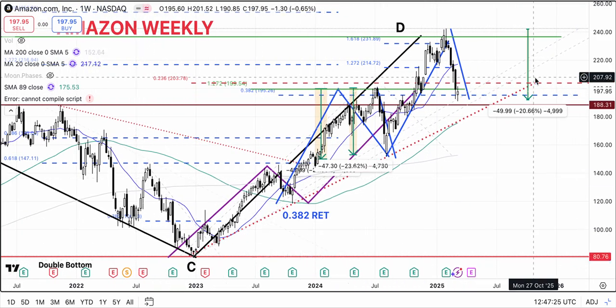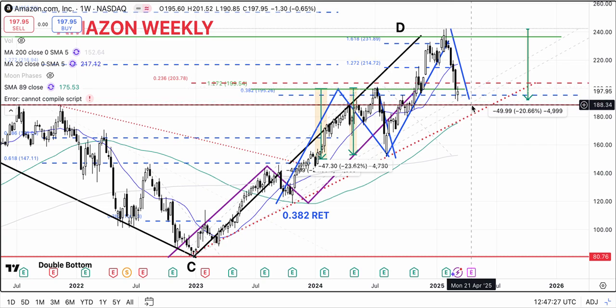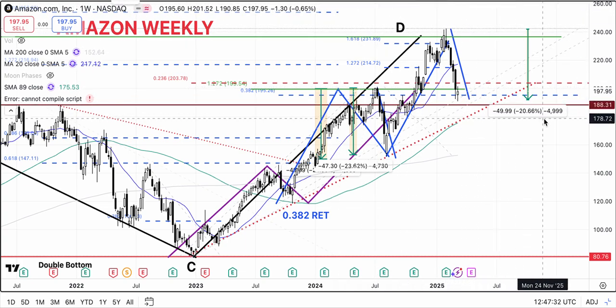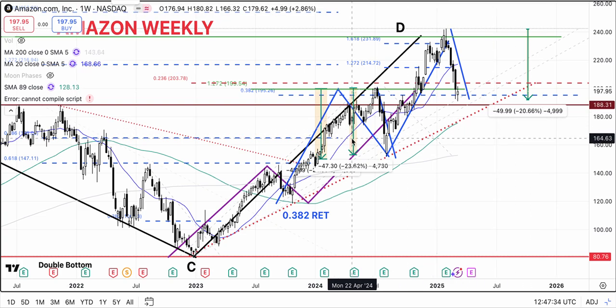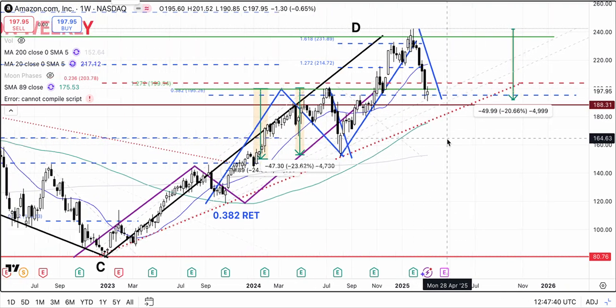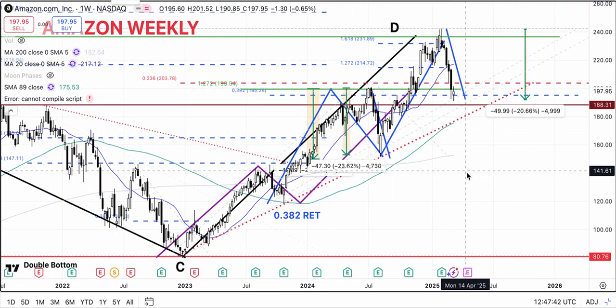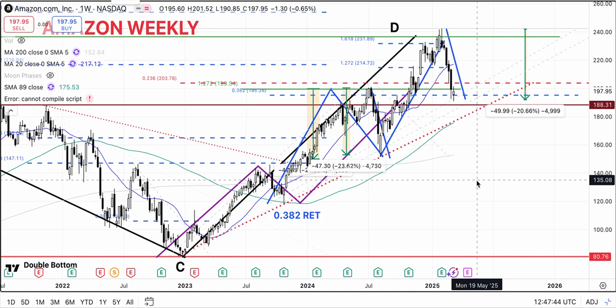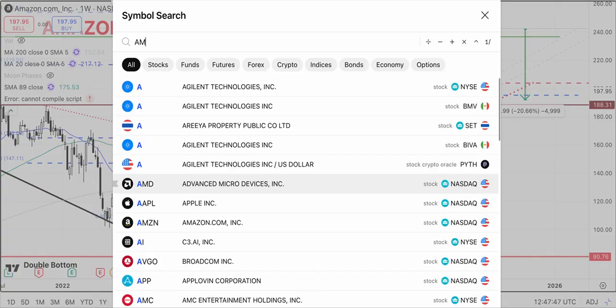This is the trend line, still intact. Pretty good retracement. And let's take a look at it in terms of the percentage. Yes, about 20.6%. We had a 23% retracement back then. The stock rallied. So there you go. I think another one to keep an eye on, but I don't have the ABCD pattern in here. Now let's take a look at AMD.